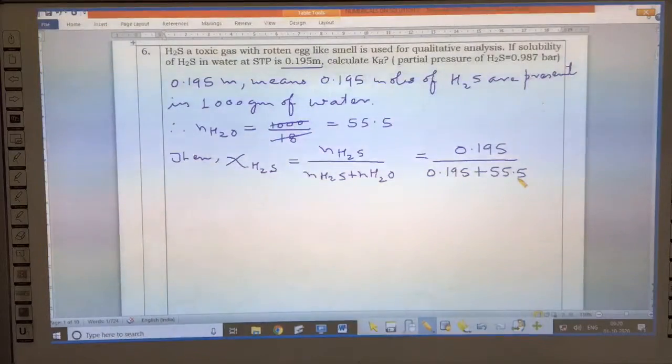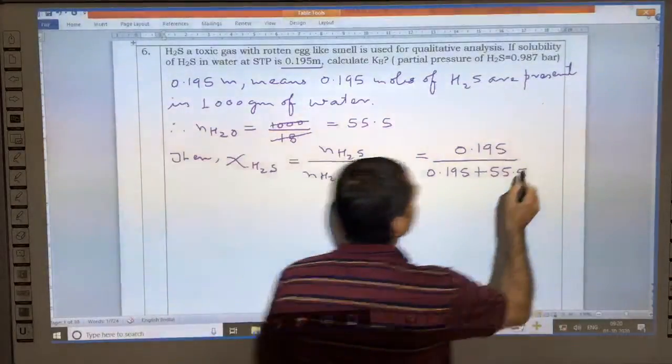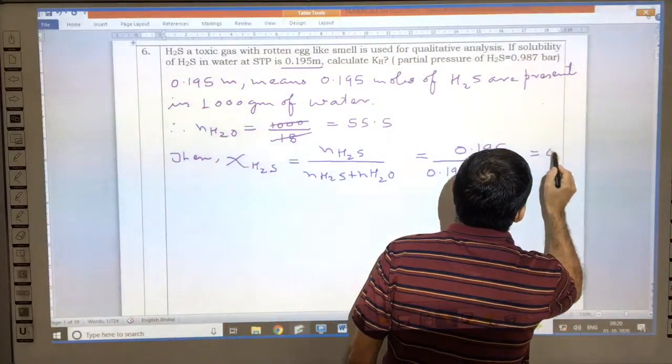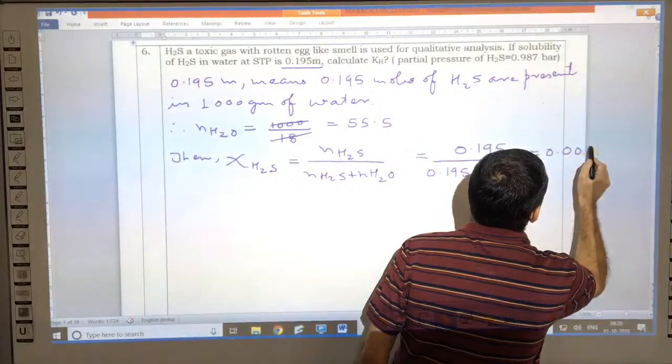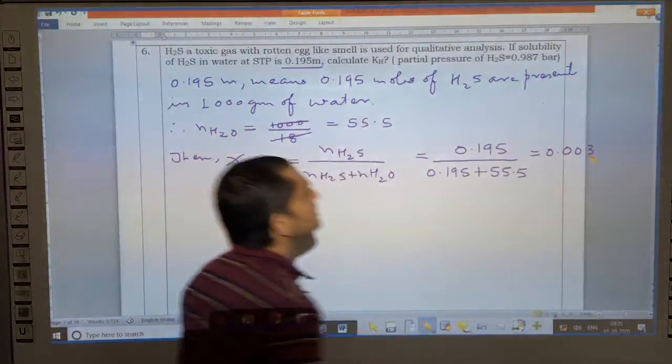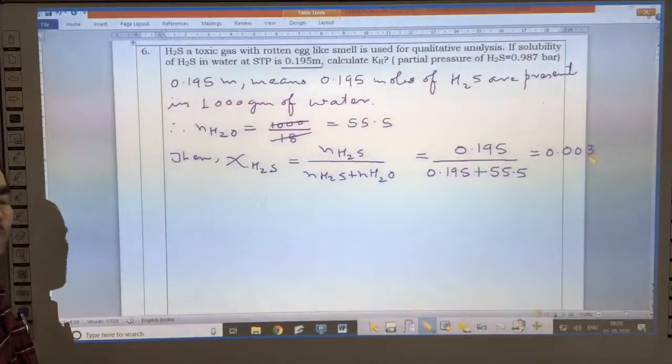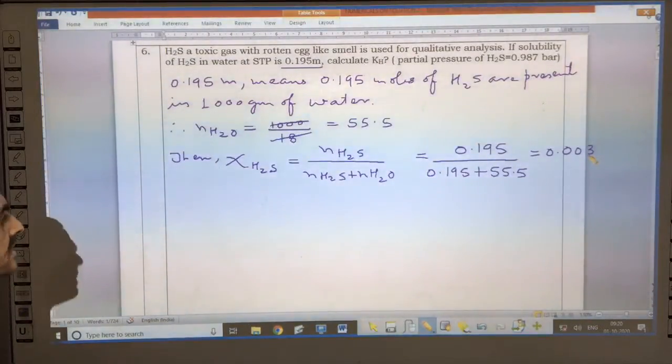I am solving it. Wait a minute. 0.195 plus 55.5, 0.195 divided by 59.95. It is coming to 0.003. The mole fraction is 0.003. This is mole fraction of what? H2S. Now you apply Henry's law.